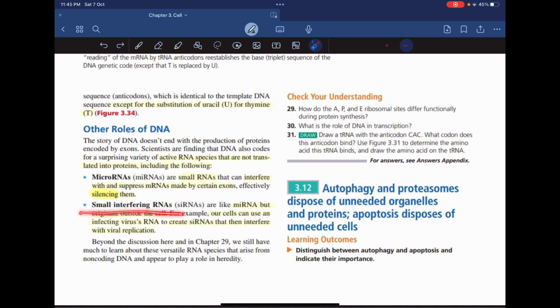Small interfering RNAs are like microRNAs but originate outside the cell. Our cells can use an infecting virus RNA to create small interfering RNAs that then interfere with viral replication. So small interfering RNAs originate outside the cell and have to do with viral replication.